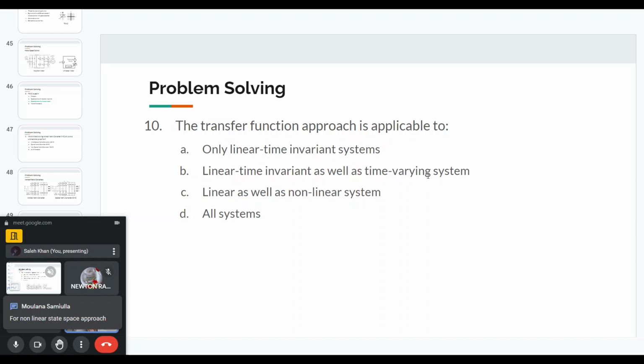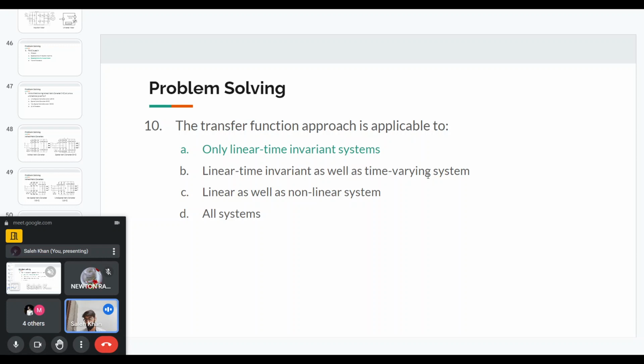I cannot go into the details, but yes, we cannot use the transfer function approach for time varying systems or nonlinear systems. The transfer function approach is only applicable to linear time invariant systems, LTI systems. So for nonlinear systems, we have to use other state space approach as is mentioned in the chat. But the transfer function approach is only applicable to linear time invariant system. So the answer to this question is A, linear time invariant system.